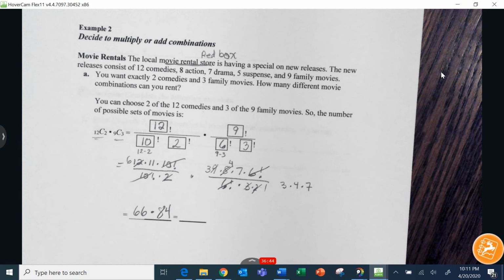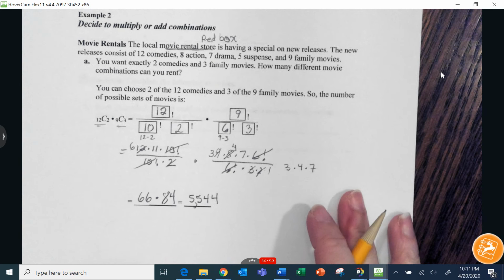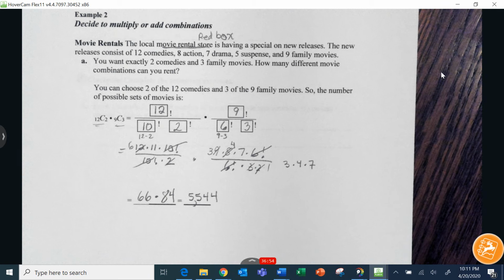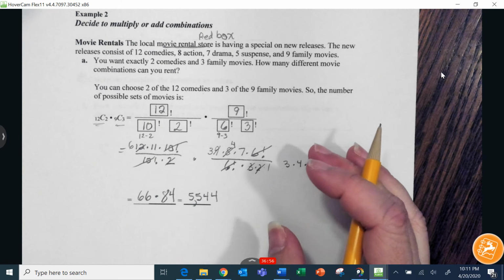So we just type in 66 times 84 into our calculator, and 5,544 different combinations of movies that you could rent.